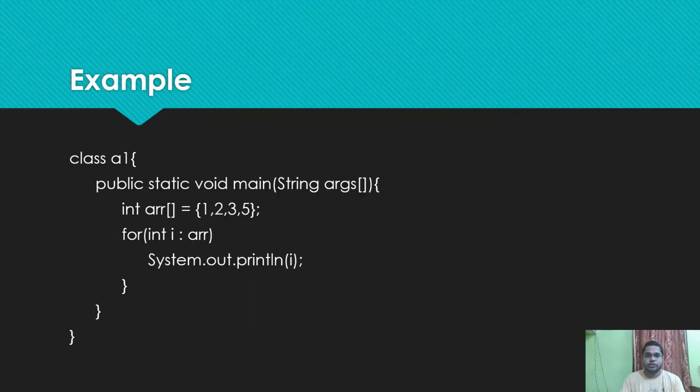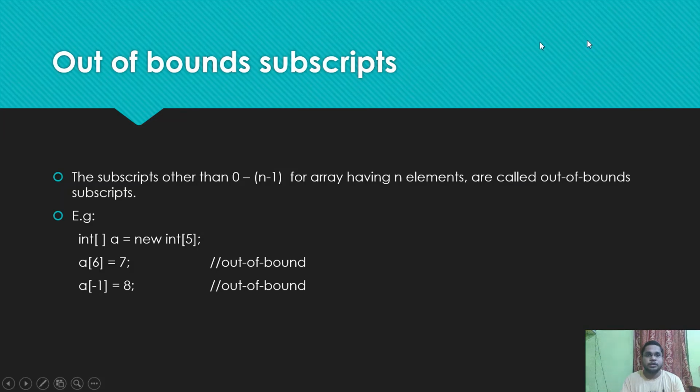Okay, so go to the next slide. Here, we have the out of bound subscript, or array out of bound. Okay, so a subscript other than 0 to n minus 1. Subscript means the array index. If the array has n number of elements, then valid subscripts are 0 to n minus 1.